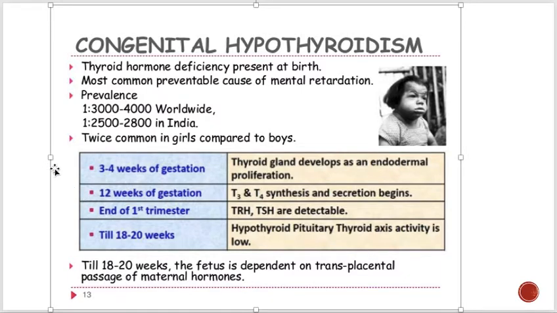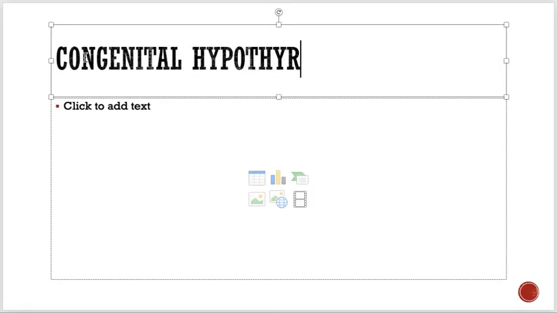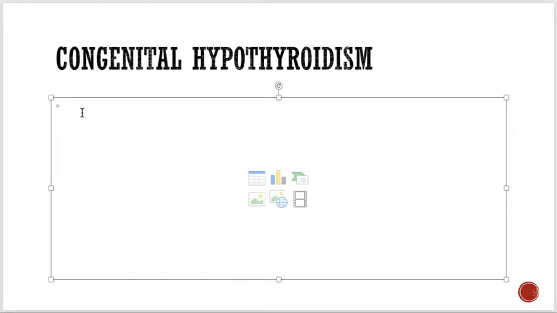Now, as far as the classification is concerned, congenital hypothyroidism could be primary, it could be central, it could be transient. When the problem is in the thyroid gland, we call it primary. Whenever it is above the thyroid, in the central CNS, hypothalamus or pituitary, we call it central. Transient hypothyroidism is when it is short-lived or goes away by itself simply.